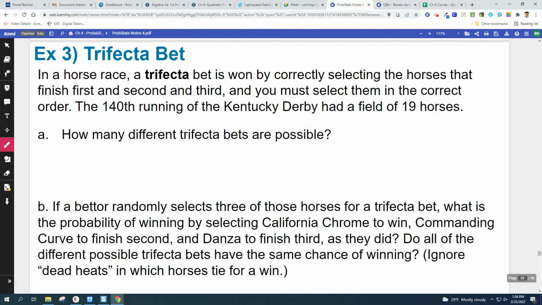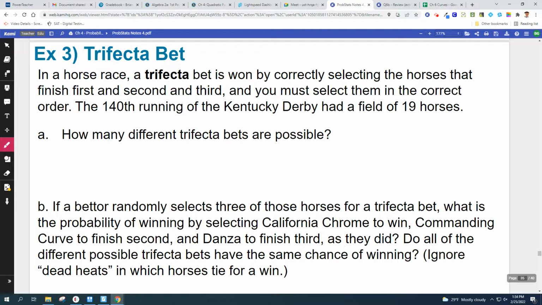Example 3. In a horse race, a trifecta bet is won by correctly selecting the horses that finish first, second, and third, and you must select them in the correct order. The 140th running of the Kentucky Derby had a field of 19 horses. Part A says how many different trifecta bets are possible.